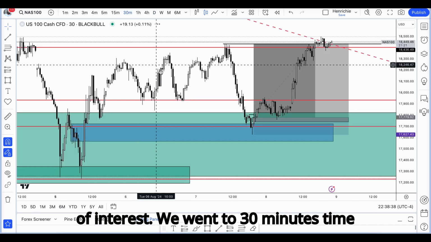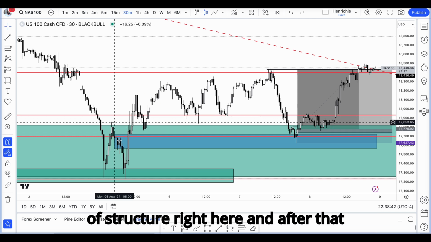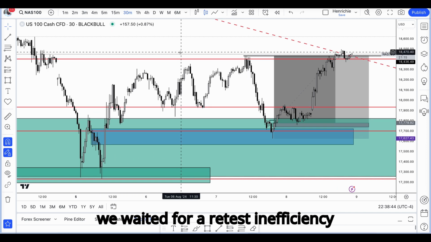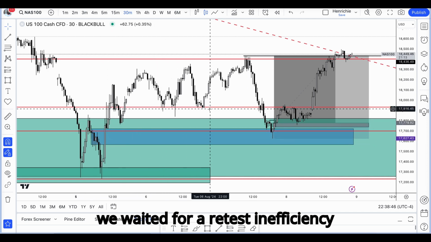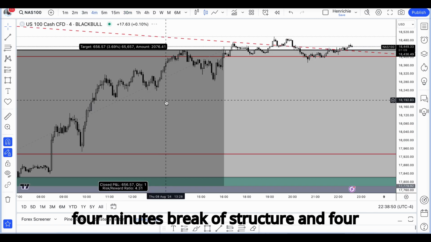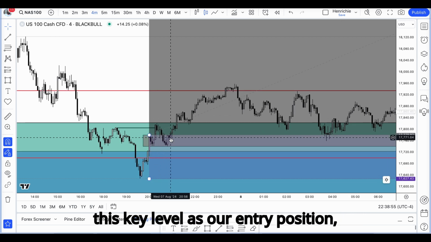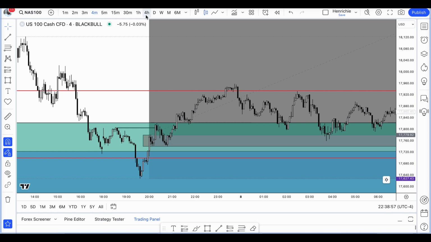We went to the 30 minutes time frame to see our break of structure right here, and after that we waited for a retest in inefficiency, and after the retest we waited again for the 4 minutes break of structure. The 4 minutes broke structure, and then we used this key level as our entry position.